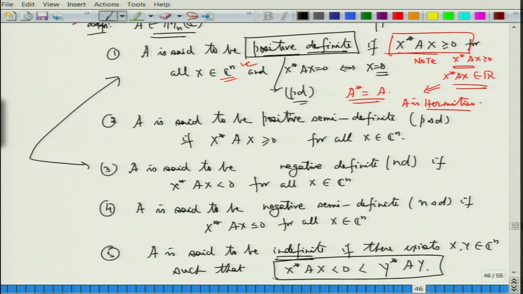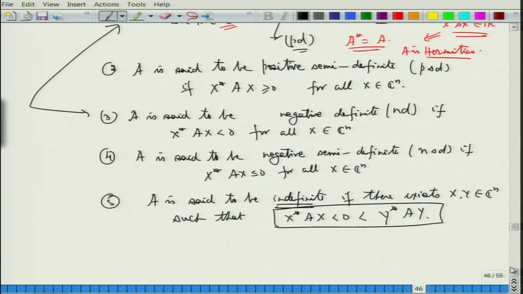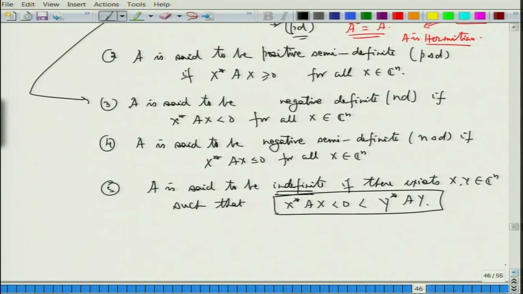Is that okay? So indefinite means we are not sure whether it is on the positive side or the negative side. Positive definite means that everything is on the right hand side beyond 0 in some sense. Semi definite means 0 and something. Negative definite means you are on the left in the real line and so on. Is that okay? So let us look at examples.